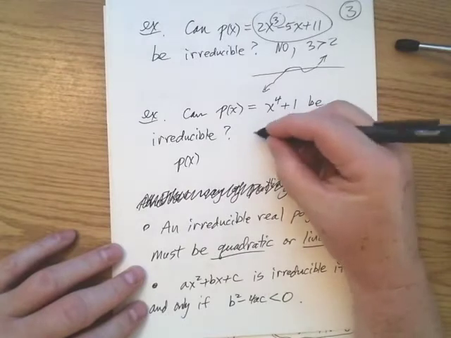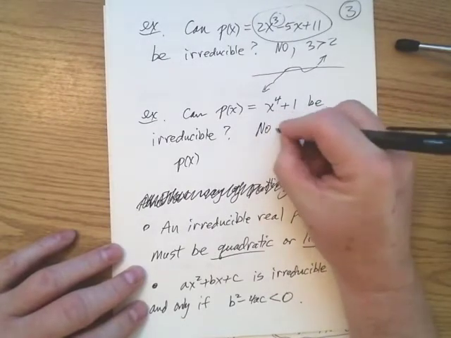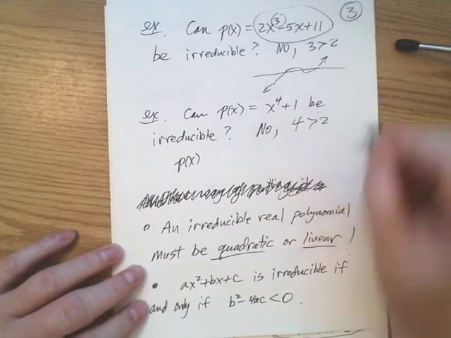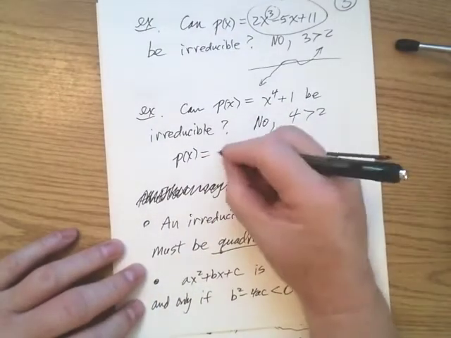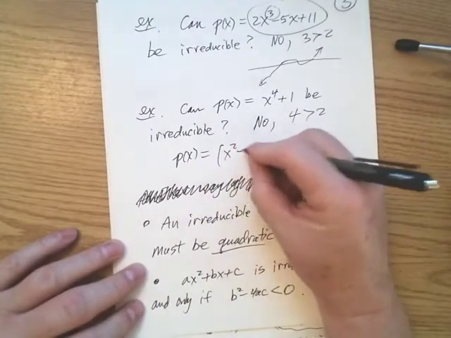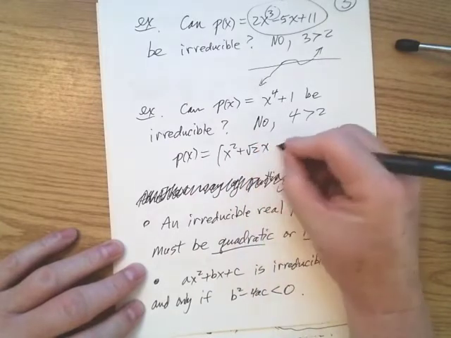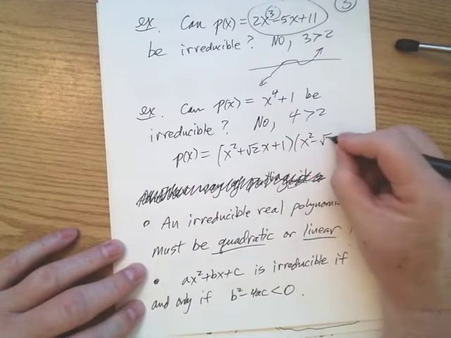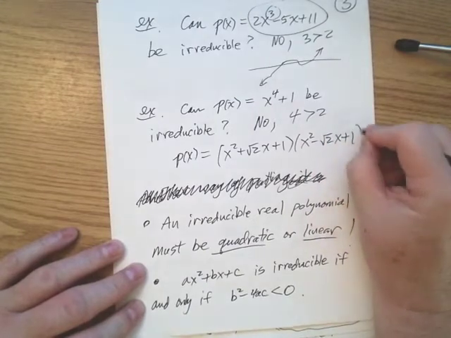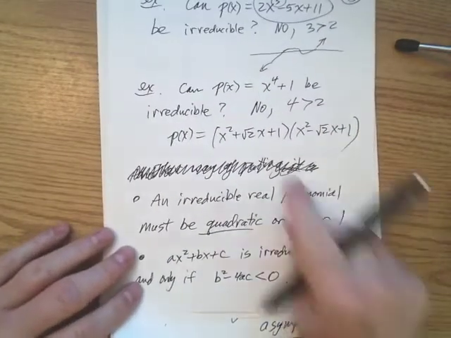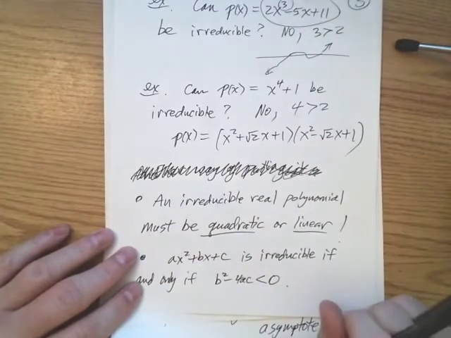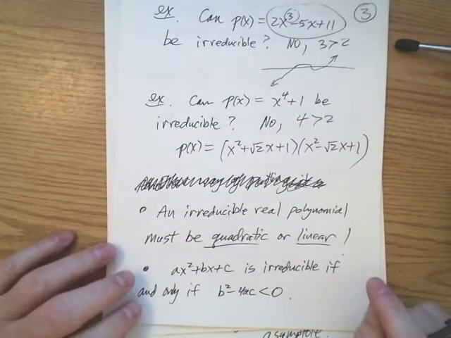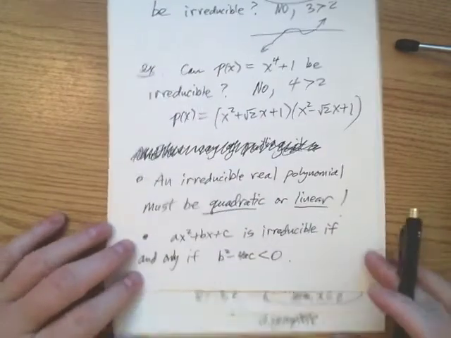Why is it reducible? Because its degree is 4, which is greater than 2. Let me give you a factorization of this, by the way. You could maybe try to find one yourself, but I'll give you a real factorization right here. You can try it and see that it works. By the way, these are both irreducible themselves. The big thing is not irreducible, but these are.